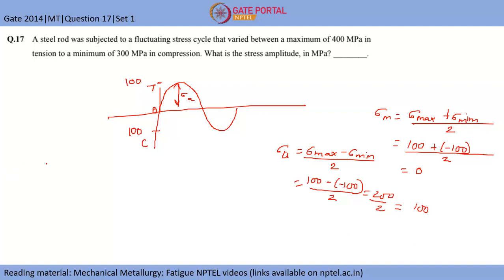And similarly, you can calculate for a compression cycle. Let's say you are doing compression. So this overall is negative. So here this will be sigma mean, this will be sigma max, and you have to apply the same equations and you will get the stress.